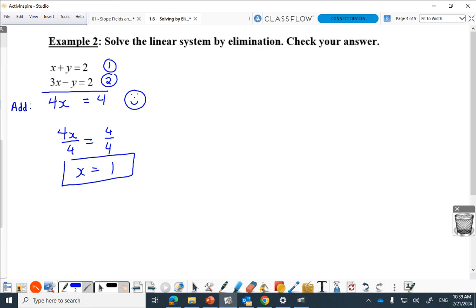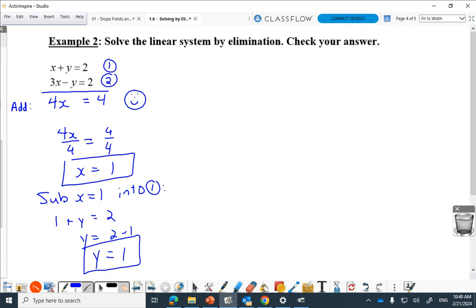So let me write the fancy sentence here, because they're paying me for this, so I'll write it out. Sub x equals 1 into 1. But again, it doesn't matter which one I choose. And I get 1 plus y equals 2. Hopefully that's not too challenging. And I get y equals 1. You really should check both equations, but I need to tell you it probably is right for equation 1. That's the one I subbed into. So I'll only check 2.